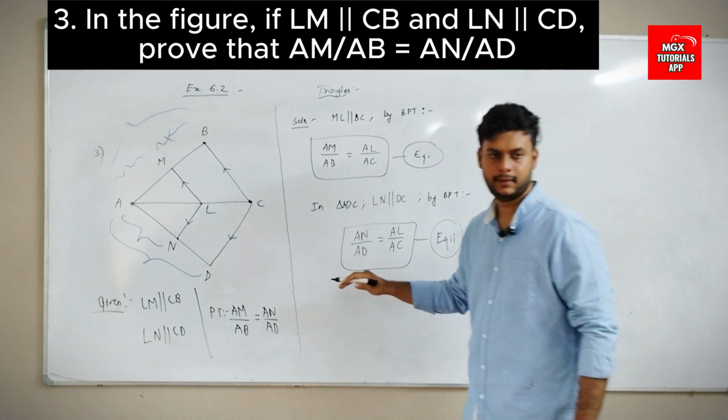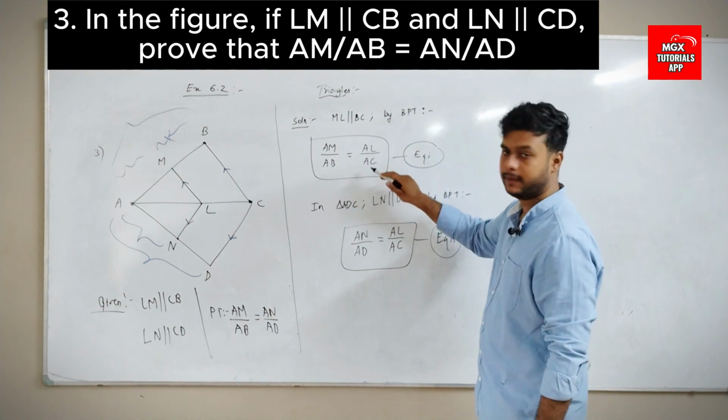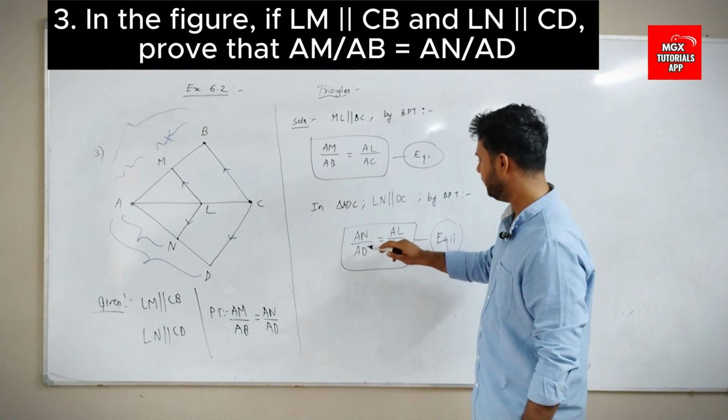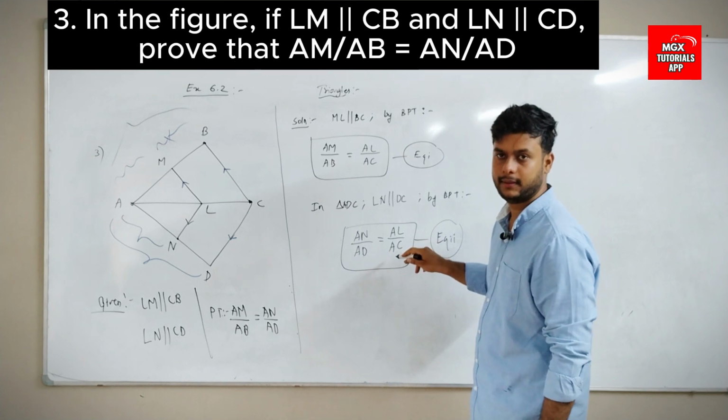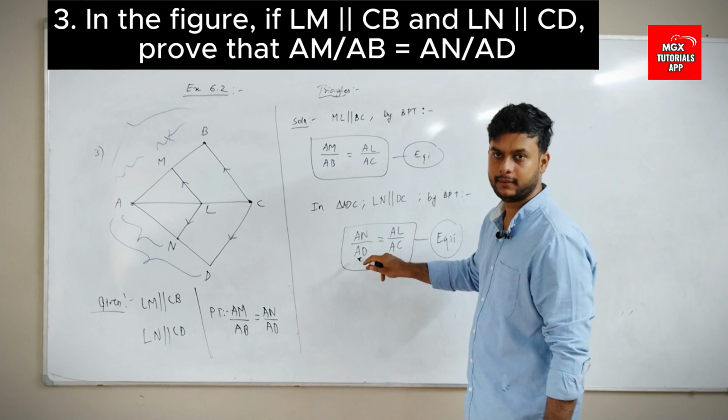Very simple. Okay. Now see here, AM by AB is equal to AL by AC. AN by AD is also equal to AL by AC. So can I write AM by AB is equal to AN by AD?